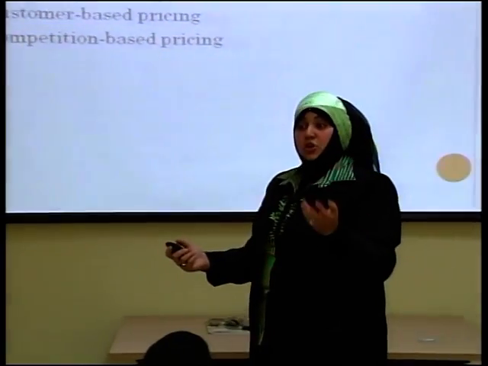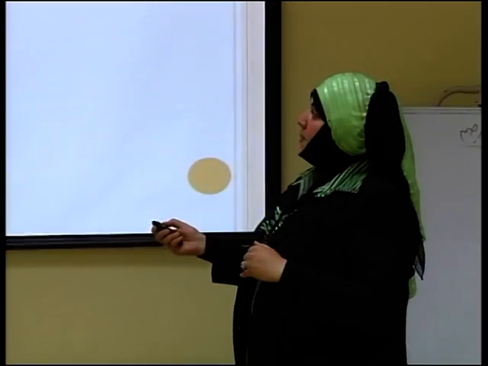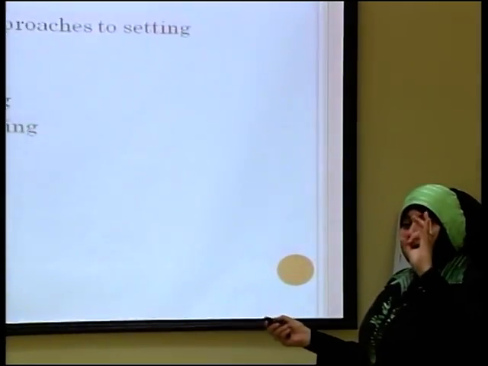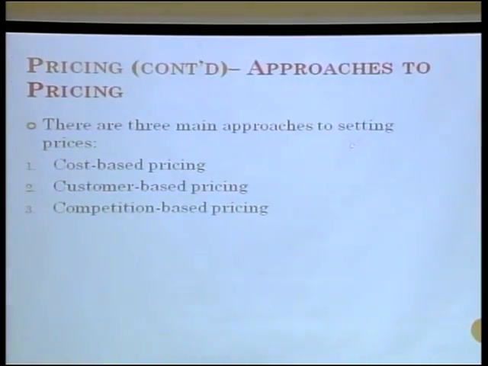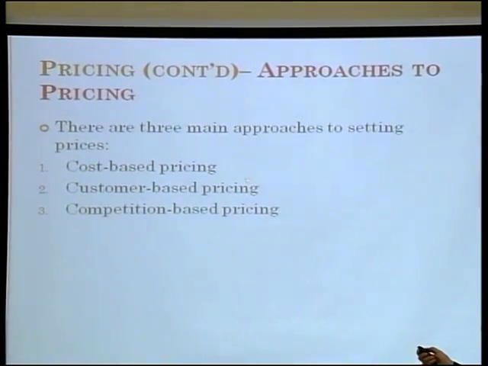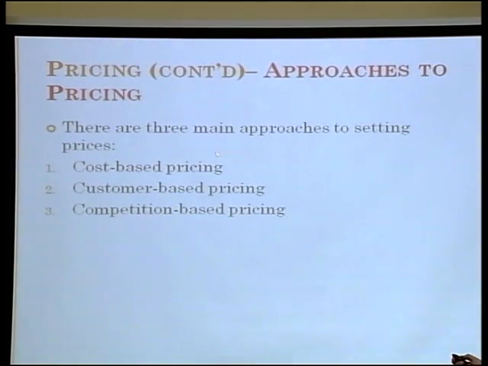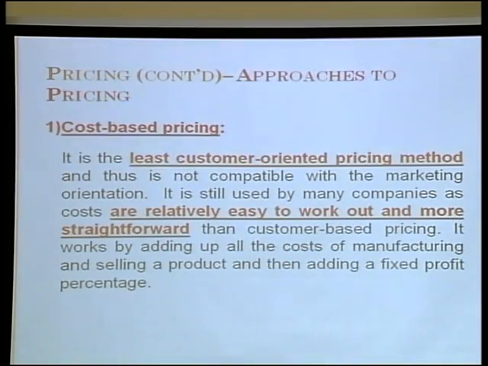Very important. Marketing management tells you that we have three different approaches to setting prices. The first approach is cost-based pricing. The second one is customer-based pricing. And the third one is competition-based pricing. What is the difference between the three approaches?